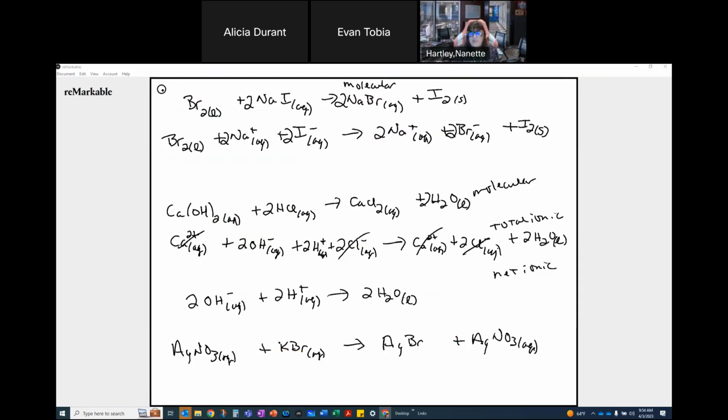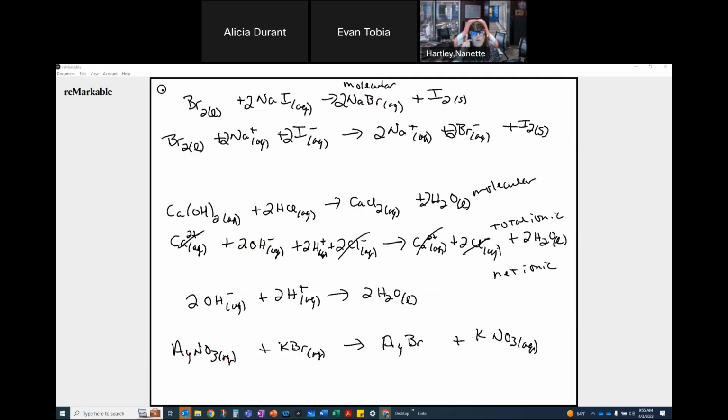So AgNO3 is soluble. No, that's KNO3. Sorry, I wrote it wrong. So that's soluble. The KBr and the KNO3 are both soluble because of that first rule. It says all common nitrates, which is this NO3 minus, are soluble. And that's how I know that the AgNO3 is soluble. Okay. So that's three of my things.